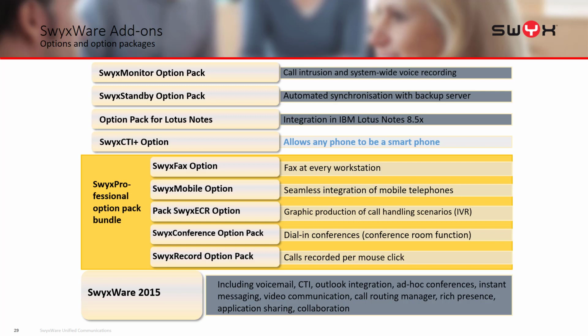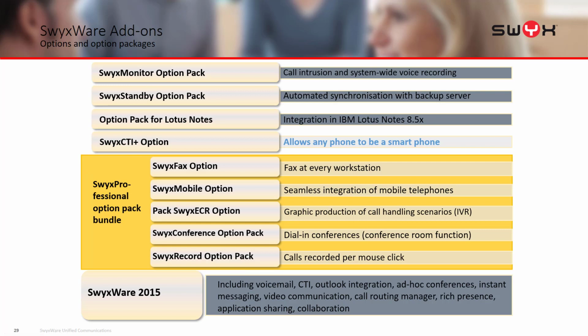So it does call intrusion, it does system-wide recording on the trunks, and for those that really need it, it can force the Swyx Record option pack to always go on. So for example, one of our users using Swyx is a bank, and not only do they have to record all calls outside the building, they have to record all calls internally. Everyone uses Swyxit, and they need to record all those calls. They can't rely on people remembering to press the record button. So by putting the monitor option on there, you can instruct the record option pack to automatically activate.